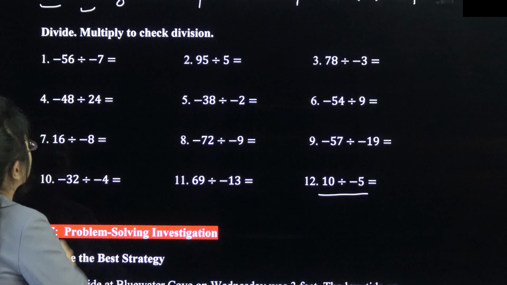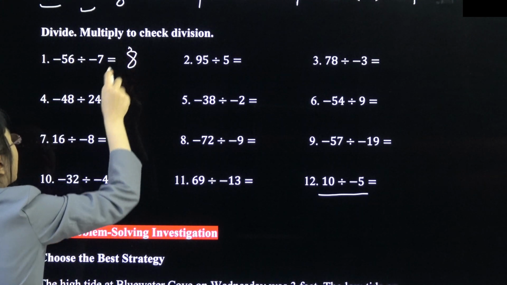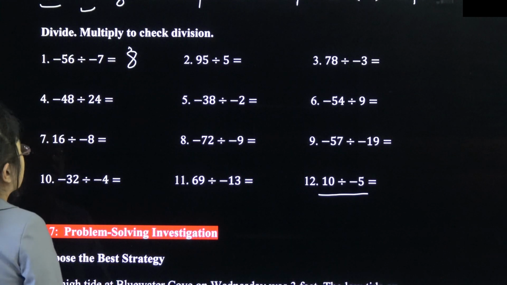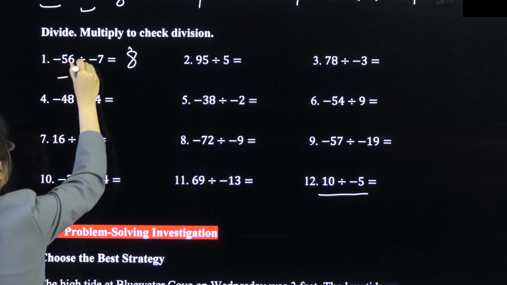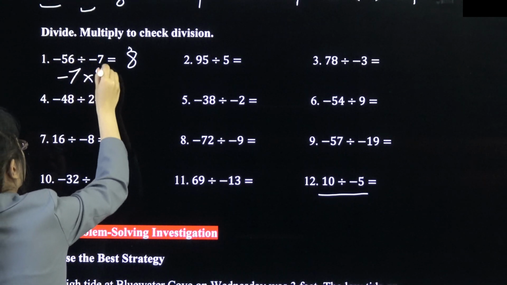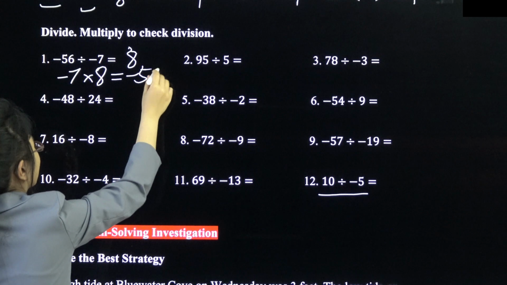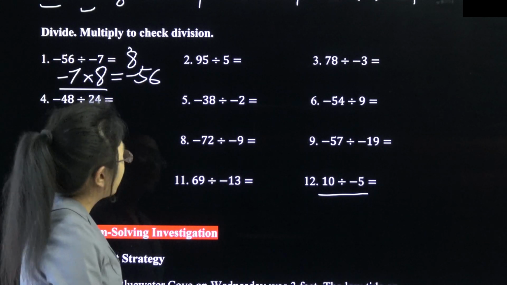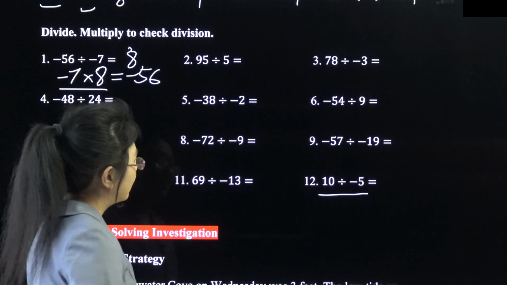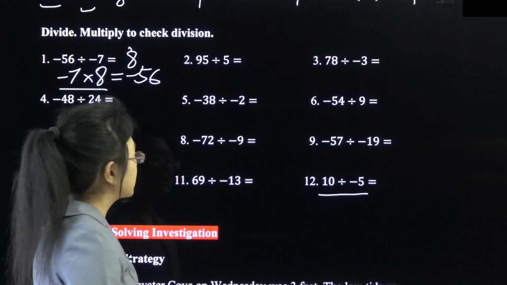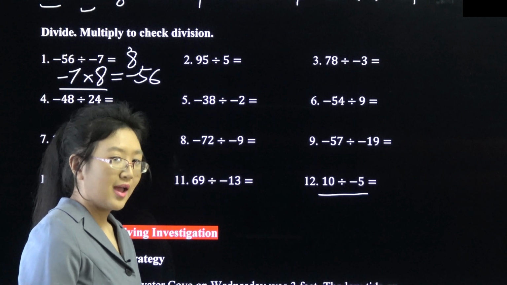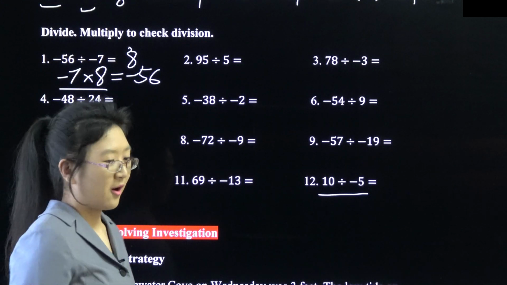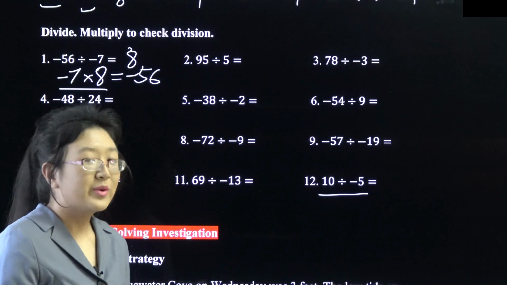56 divided by 7 equals 8, and they're both negative, so it's a positive 8. If you really want to check, then you could do negative 7 times 8 equals negative 56, since the signs are the same. But honestly, as long as we take a good look at the signs and not mess up that bit, along with remembering our multiplication tables, we should be fine.